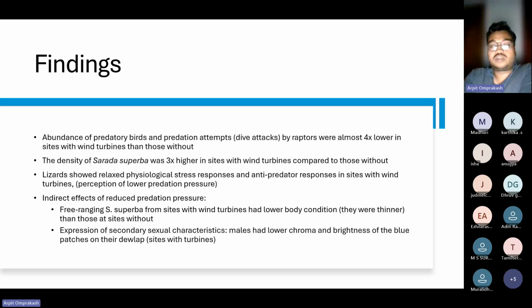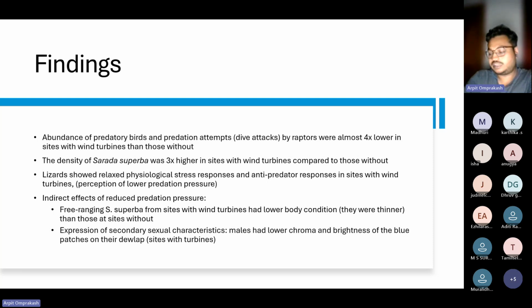If I can get much closer to the lizard, that means the lizard is more relaxed. If the lizard is more alert and cautious, it will run away even if I'm present at a farther distance. Right. So they did all these tests and figured out that lizards showed relaxed physiological stress response and relaxed anti-predator responses in sites with wind turbines. So you can go closer to them in sites where there are wind turbines, and they have fewer stress hormones and other stress compounds in their blood.